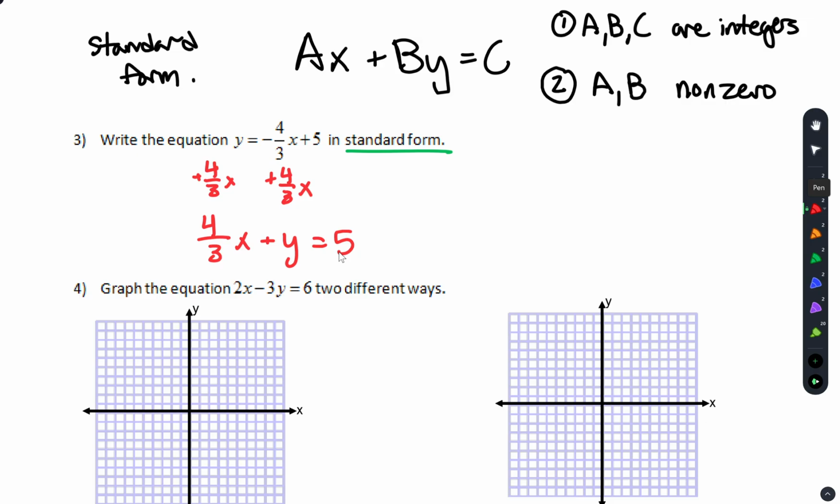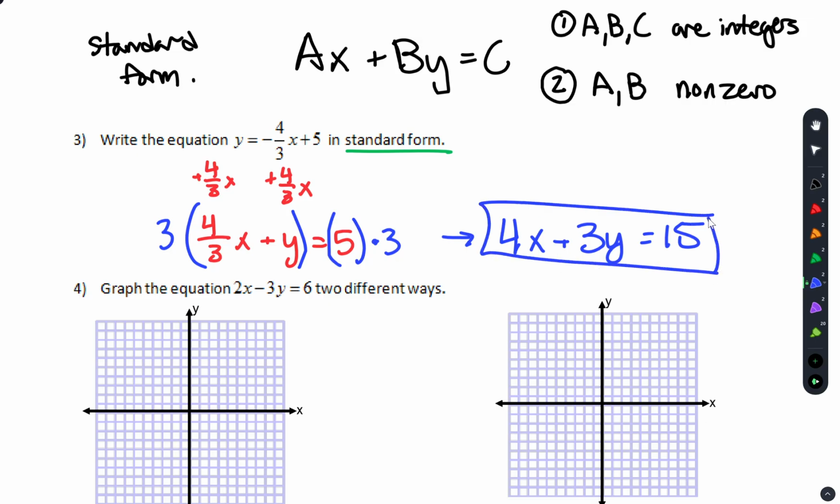How am I going to make this equation fit my 2 rules now? They're both non-zero, that's good. How do I make those 2 numbers, a and b, both integers? Do we know? How am I going to get rid of that fraction? Gabby? Yeah, if I multiply everything by 3, I'm going to get rid of that 4/3. So if I multiply everything by 3, I get 4x plus 3y equals 15, and that's standard form.